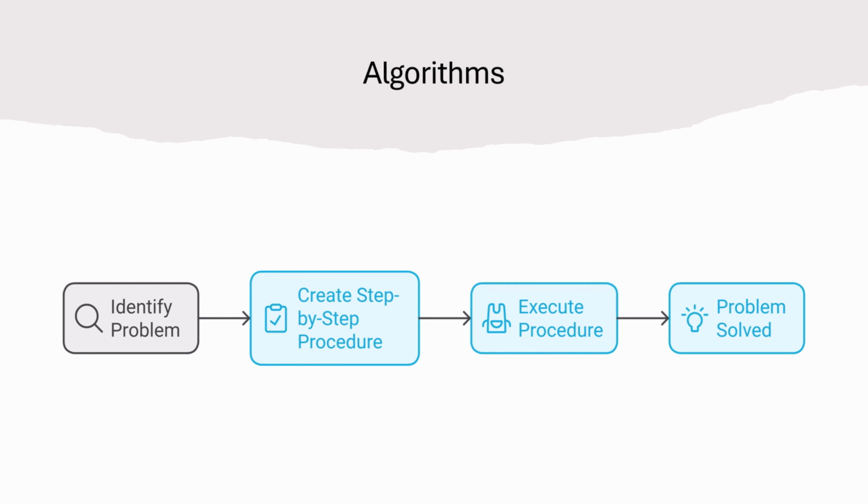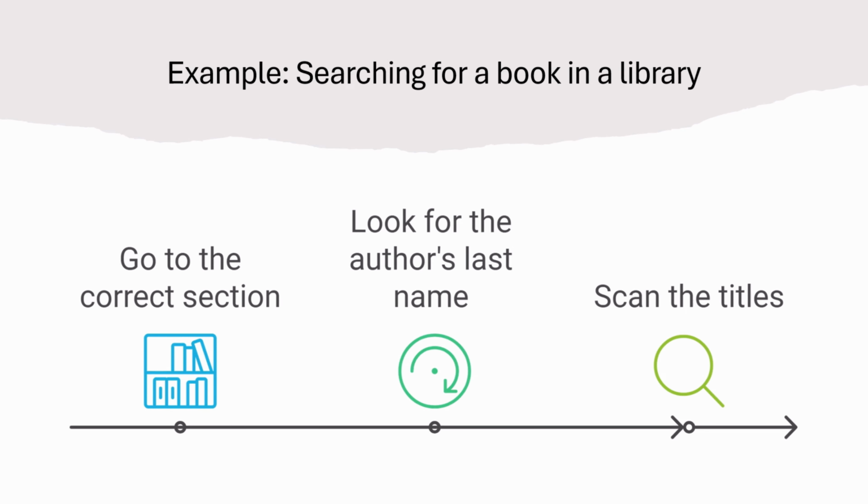An algorithm is a step-by-step procedure for solving a problem or accomplishing a task. It's like a recipe, but instead of cooking a meal, you're solving a problem. For example, let's say you want to find a specific book in a library. Your algorithm might look like this.